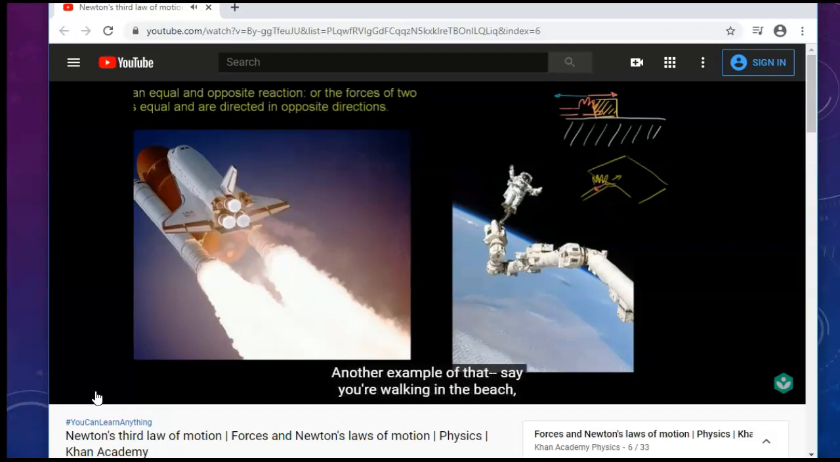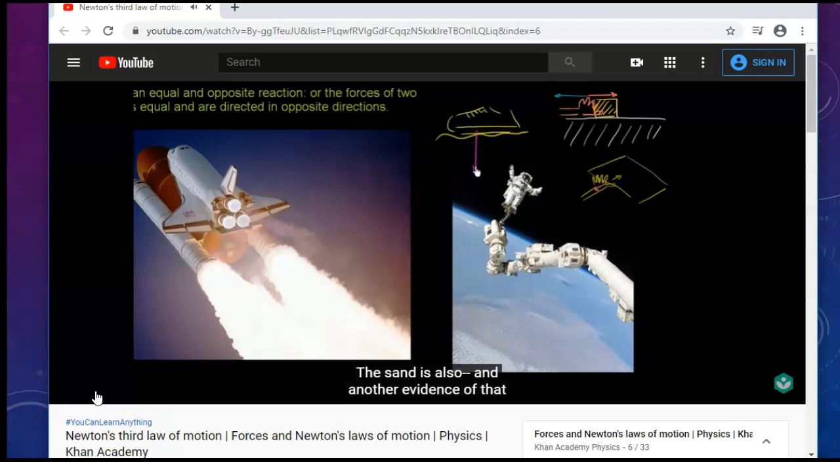Another example of that. Say you're walking on the beach, and you have some sand right here. If you were to step on the sand, so let's say that this is your shoe. Do my best attempt to draw a shoe. So this is the shoe. If you were to step on the sand, clearly you are exerting a force on the sand. The force that you're exerting on the sand is the force of your weight, the gravitational attraction between you and the earth. You are exerting that on the sand.